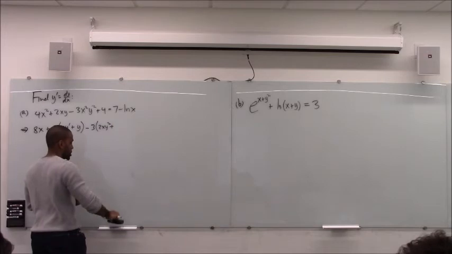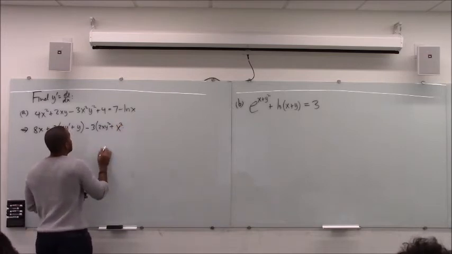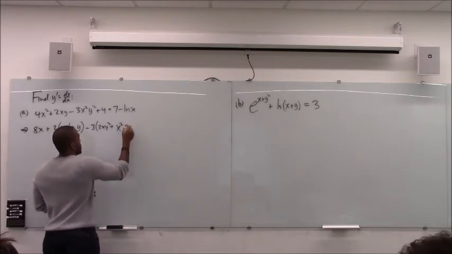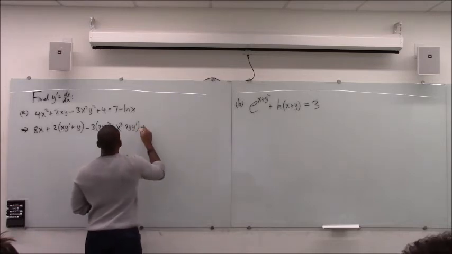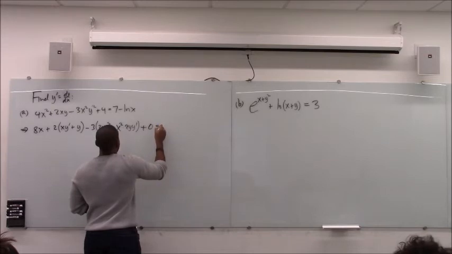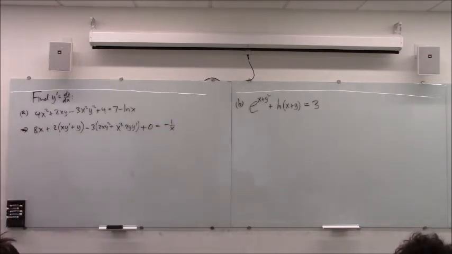So if you open the parentheses, you don't need it. So that's x squared times 2y times y prime, plus 0, equals negative 1 over x. That's fine, that's correct so far. You didn't really need to open the parentheses though.